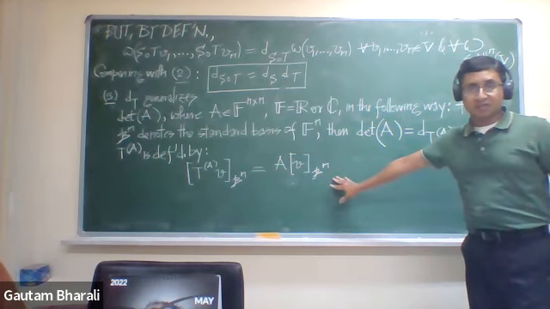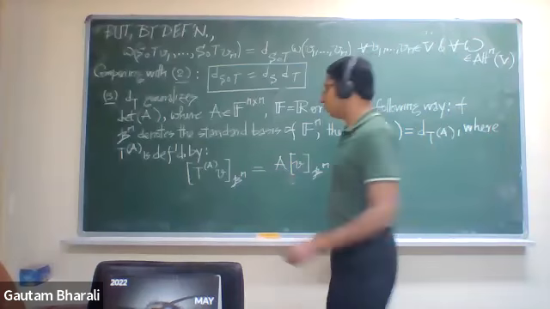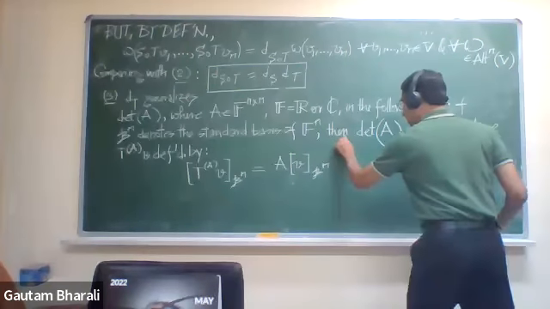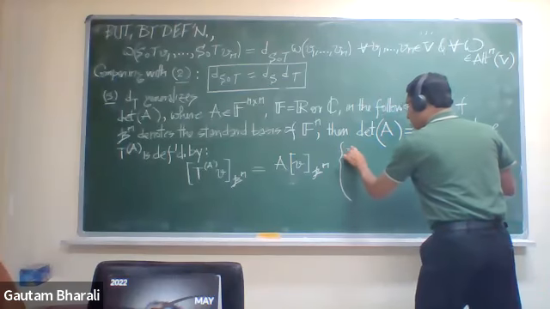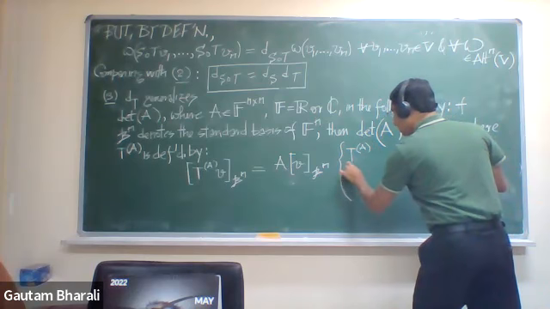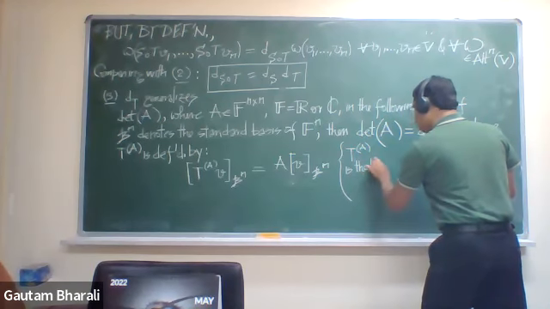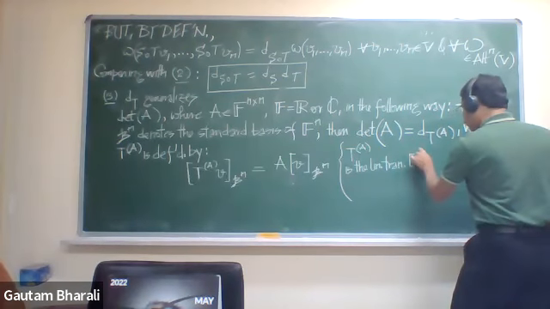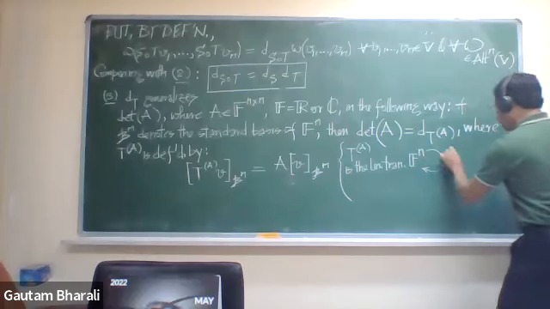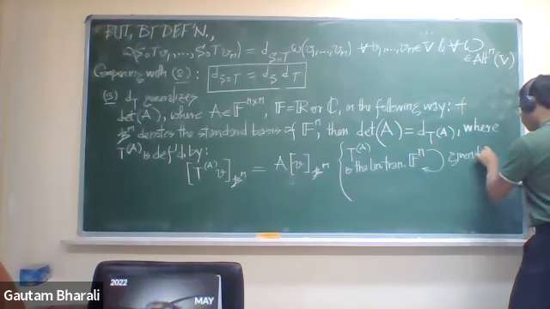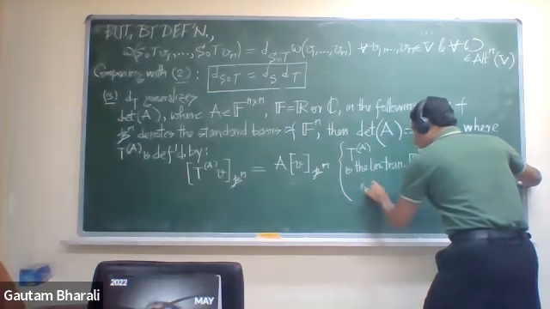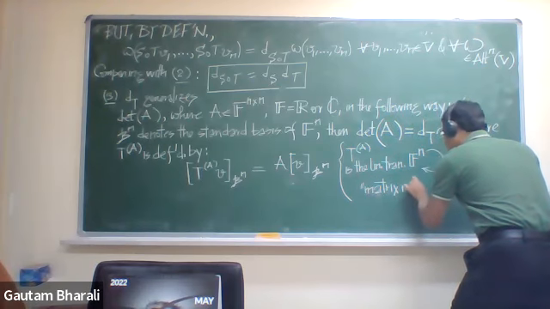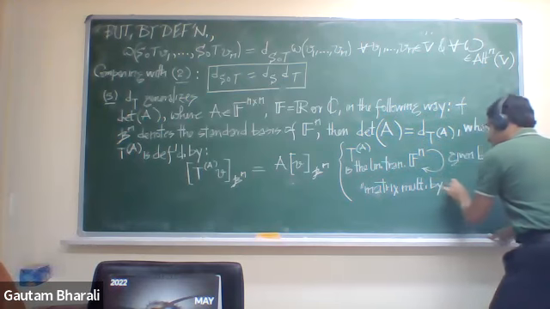So I hope the symbolics don't scare you. What I'm simply saying is that T^A is the linear transformation from F^n to itself given by matrix multiplication by A.